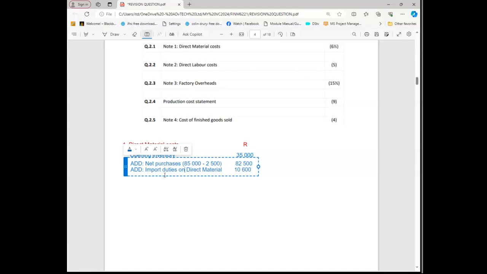Remember, you don't have to say add. I'm just saying it for me so that I cannot forget. Even if you write import duties, as long as you know what to do here. Now, because we don't have any other cost, if I had other costs, I would add them again like that. So if you don't have anything, we must just go and check if you've got any closing inventory.